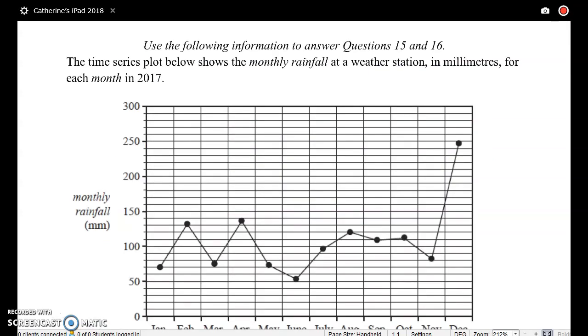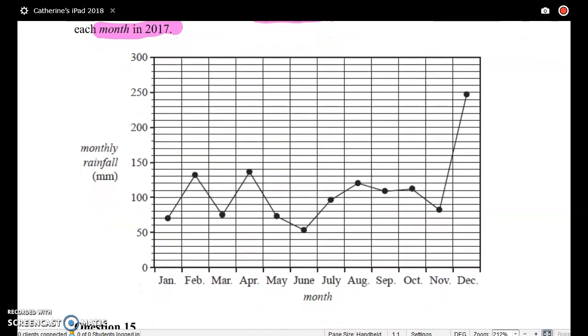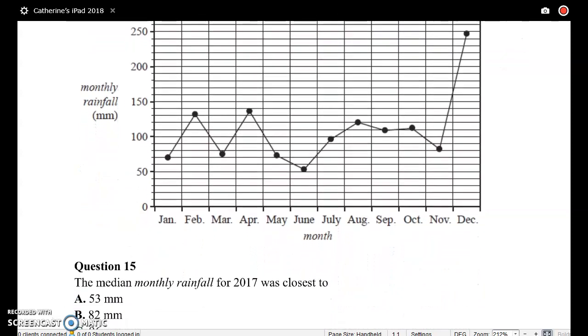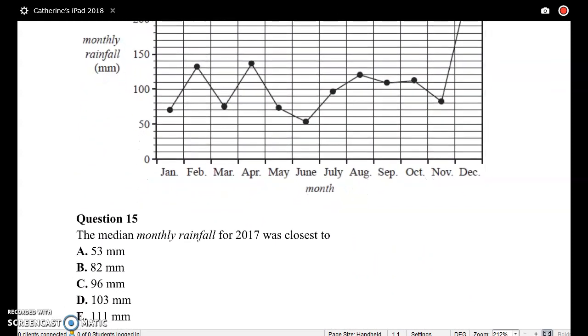Okay, so from our same exam, we're looking at questions 15 and 16. The time series plot below shows the monthly rainfall at the weather station in millimetres for each month in 2017. So we've got all the rainfall there in our time series plot. Question 15. The median monthly rainfall for 2017 is closest to.